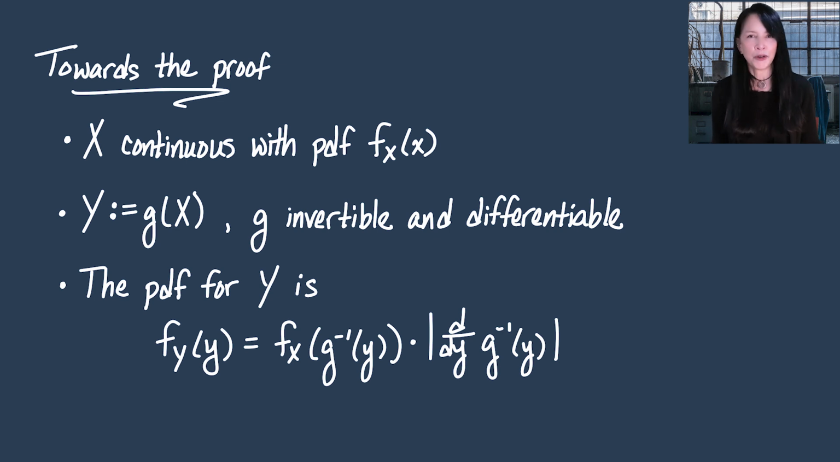Of course, this is not going to work if g is not invertible or differentiable, but we have other methods for finding the PDF of transformations in those cases. I'm just talking about this case here. So why did I bring this up? This is taking one continuous random variable to one other random variable.